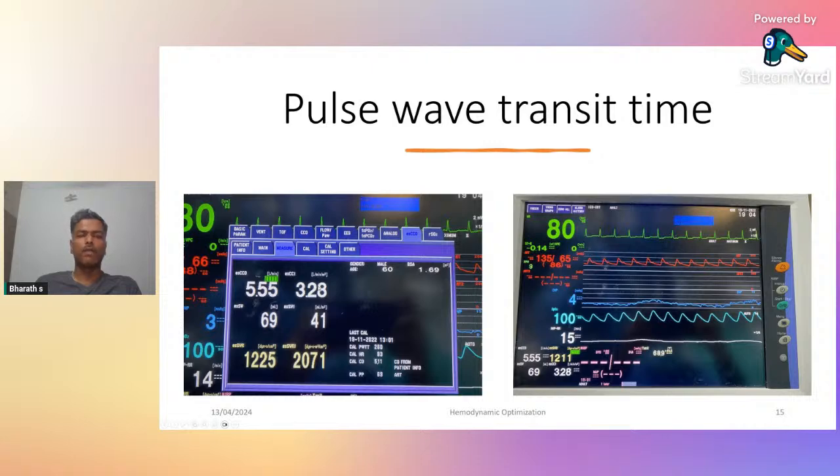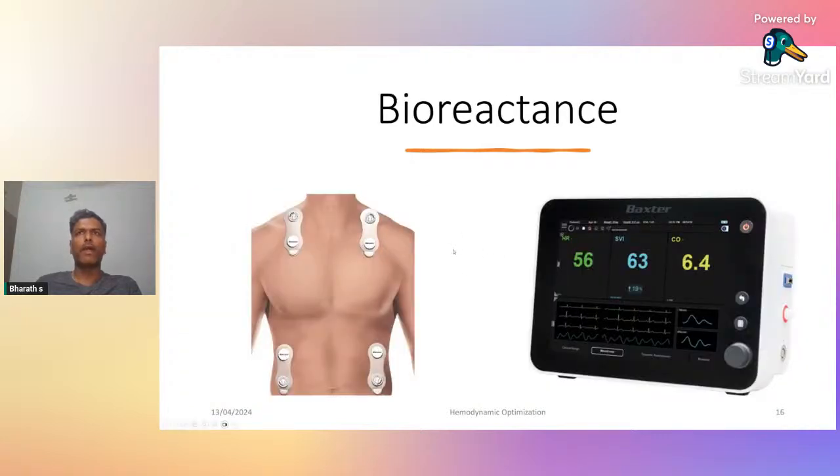This is available with the NIMHANS monitor in our ICU for bedside use, and this can be utilized continuously. But the other option is to use bioreactance.